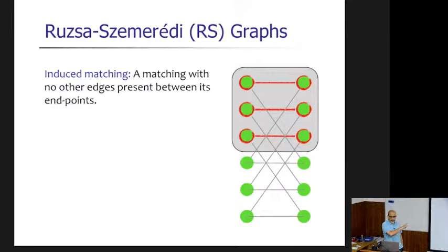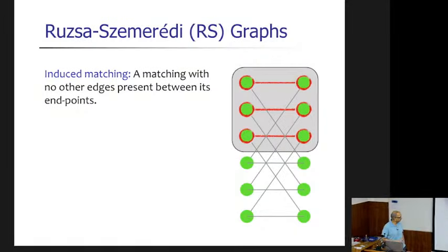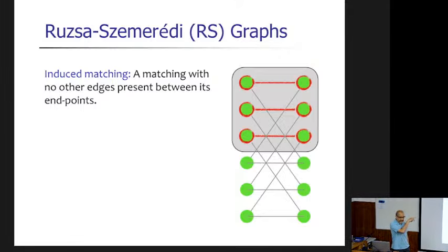So in order to define these RS graphs, we need to first understand the notion of an induced matching in a graph. So what's an induced matching in a graph? It's a matching with the property that you have no other edges present but the matching edges between the vertices participating in the matching. So if you look at this picture, those red edges form an induced matching. If you look at those 6 vertices, those red edges are the only edges there in the graph. There are no other edges.